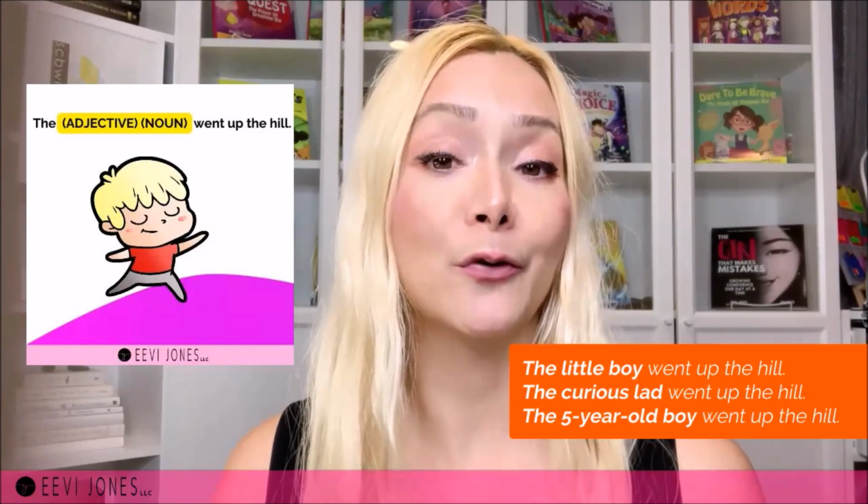The 5-year-old boy went up the hill. Here we can ask ourselves questions like, who is this character? What are some characteristics we could mention? How old is this character? By asking ourselves these questions, we are not just changing the beginning of our sentences, but we're also helping our little readers learn just a tiny bit more about our characters. For example, here we learned that the boy is little, that he is curious, or his age.